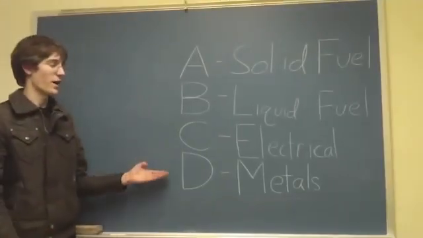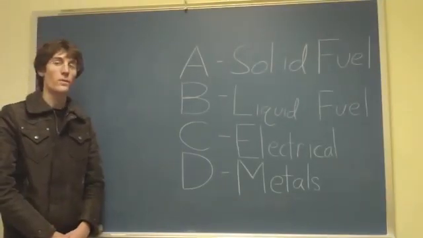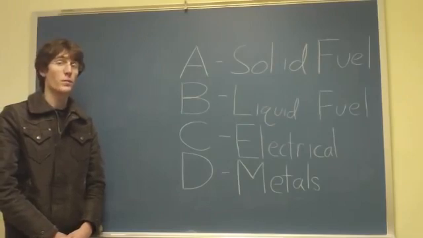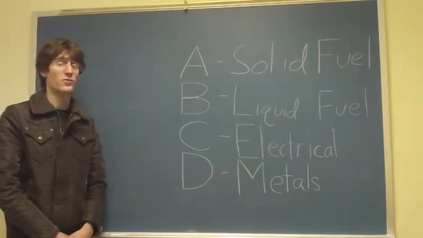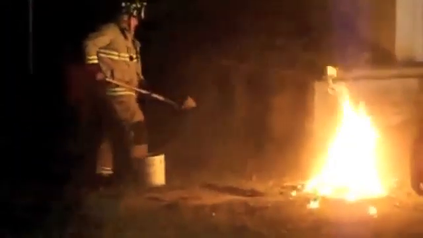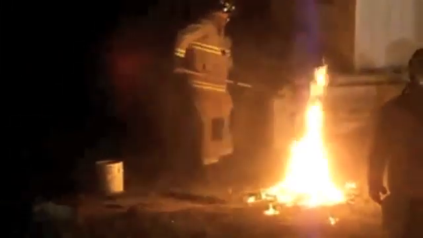Now, the last type of fire is a metal fire. Remember, metals will burn, and they burn extremely violently and extremely quickly. You can't use something like water to put out a metal fire because it will actually explode. That means dumping a whole lot of sand over the metal.